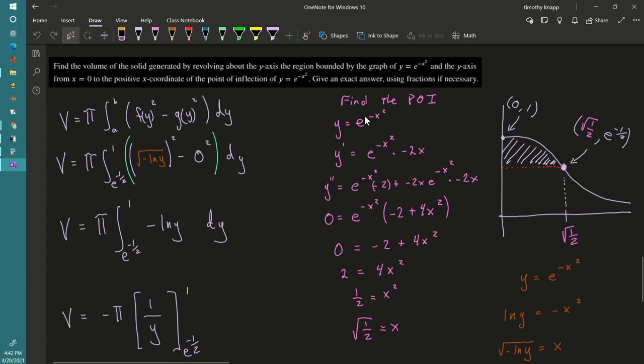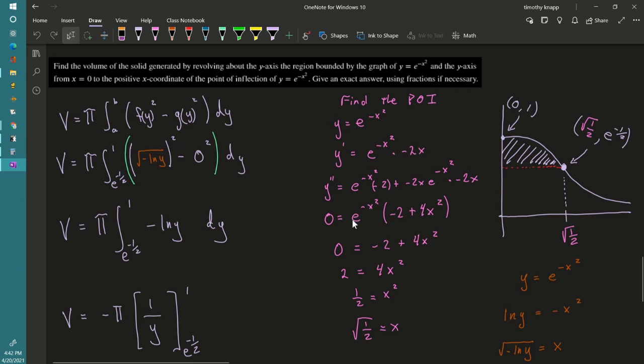Now, to find the point of inflection, remember what we want to do is take the second derivative, set it equal to 0, and solve. All right, so you can take a look at that. Just one thing you might notice, I factored out the e to the negative x squared in this step. I just used a regular normal derivative, then I used the product rule, okay? Then I factored out the e to the negative x squared here, and I got this.